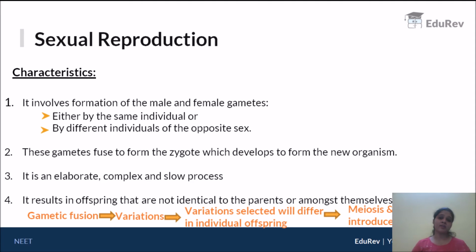So again, the four characteristics of sexual reproduction are: number one, you need to form gametes; number two, these gametes must fuse to give rise to the zygote; number three, sexual reproduction on the whole is very elaborate and complex, and very, very slow as compared to asexual reproduction; and finally, we must expect that variations are going to occur in the individuals, and they are not exact and identical cloned copies of their parent nor of themselves.